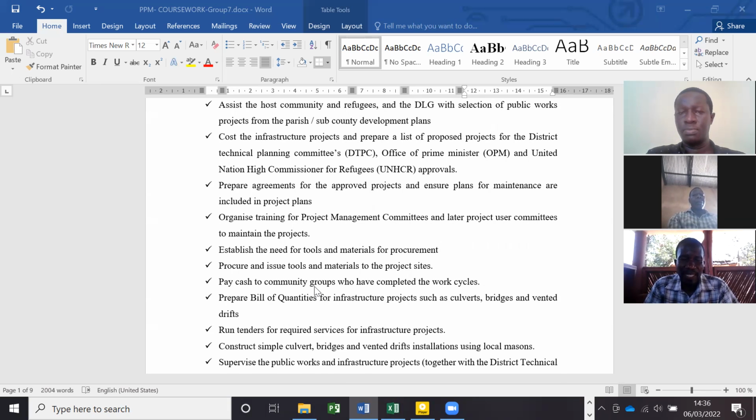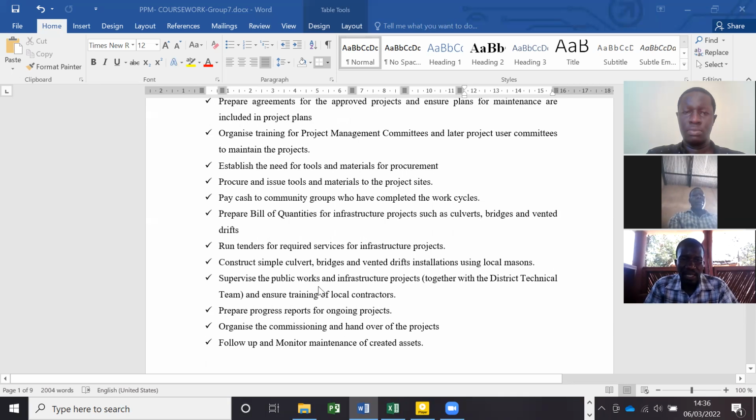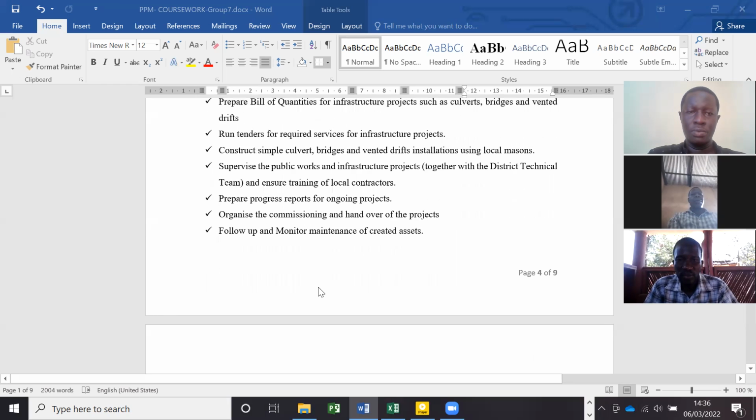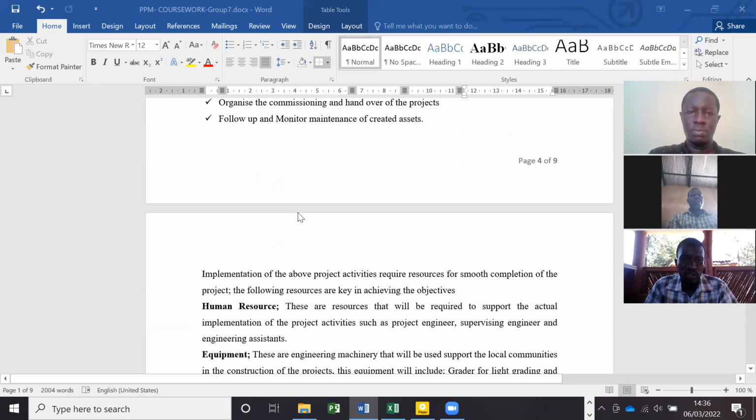project sites. And then paying the community members that will be working on the project, preparing a bill of quantities for infrastructure projects such as culverts, bridges. And then we shall run tenders for required services, and then construct some simple culverts, bridges, and vented drift installation using local masons. We shall do joint supervision with the district engineering department. And then we shall also do progress reports for ongoing projects, and organize commissioning and handover of the projects. After handing these projects over, we shall do follow-ups.